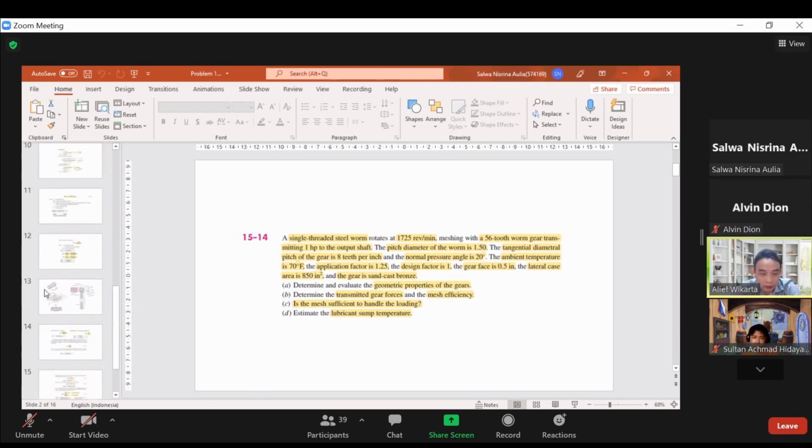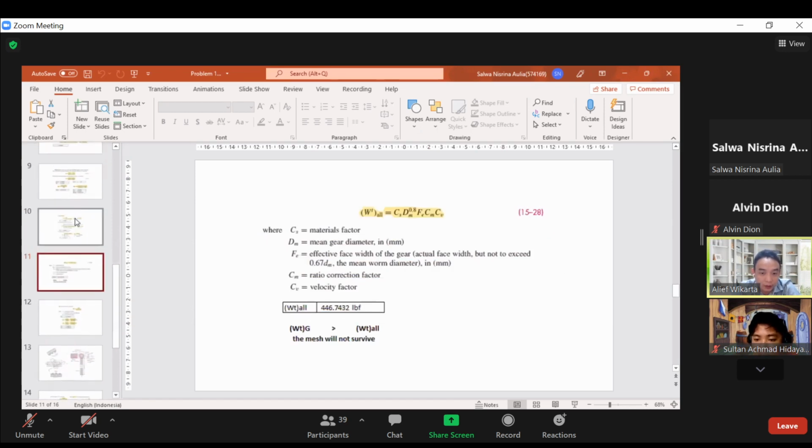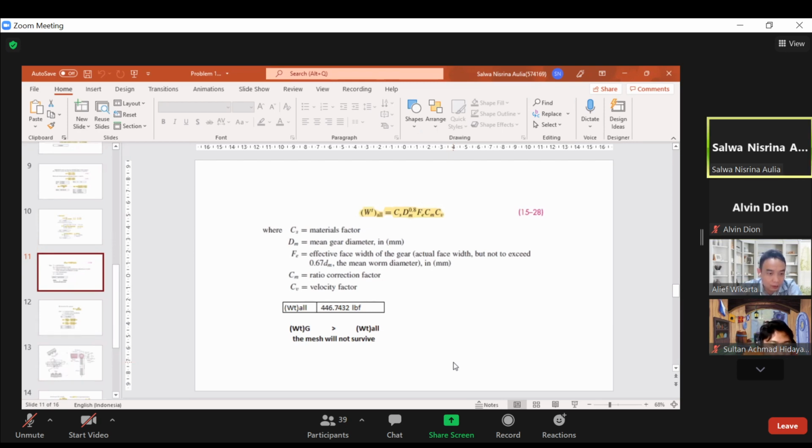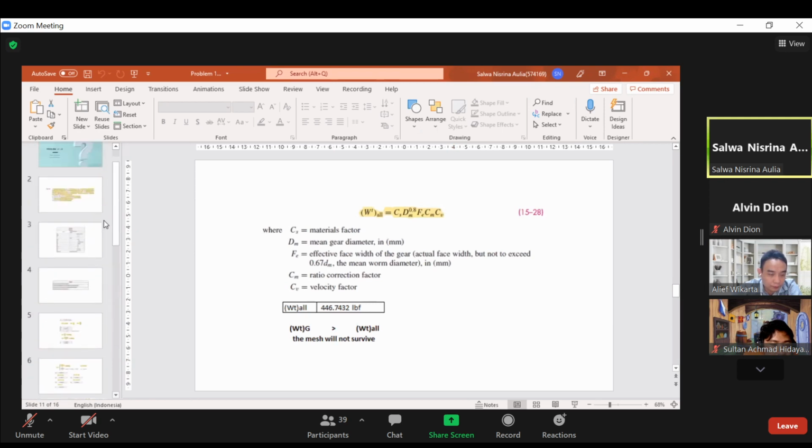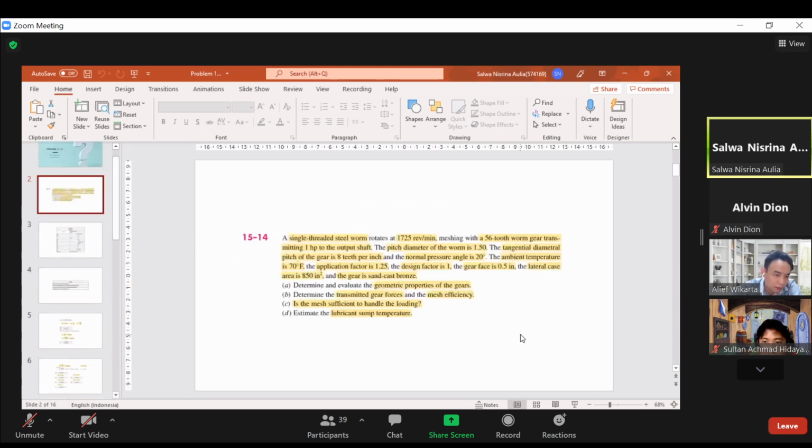So you said the solution manual states 25,000. What is the source for 25,000? Is it from the solution manual or from the textbook? No, from the textbook, from the example in the textbook. So you need to see the example problems, Mbak. There is no example in the textbook like this problem. Wait, let me see the textbook. 25,000 hours.